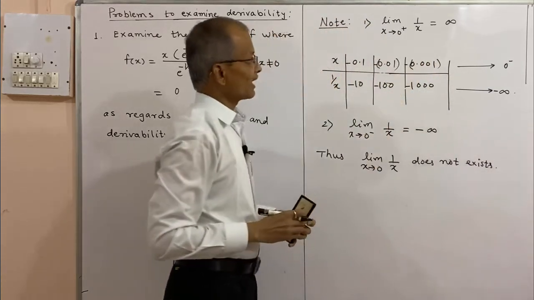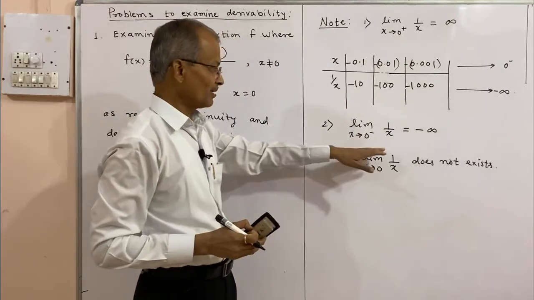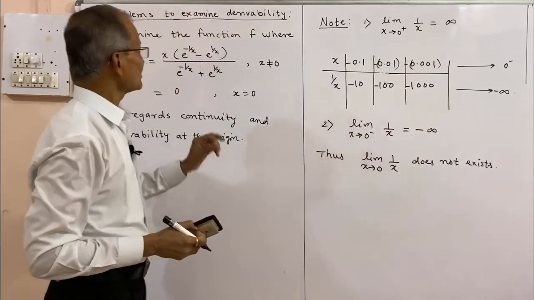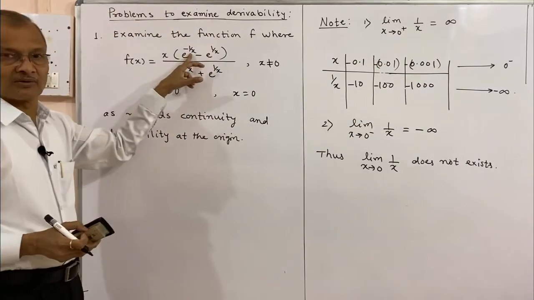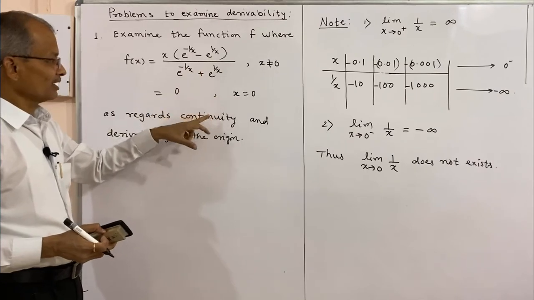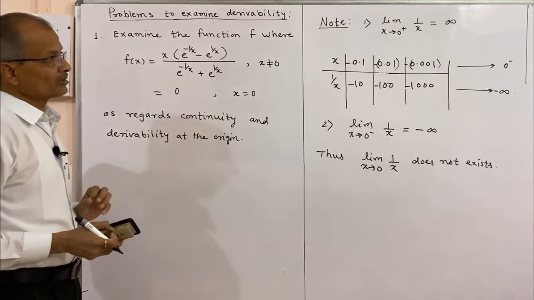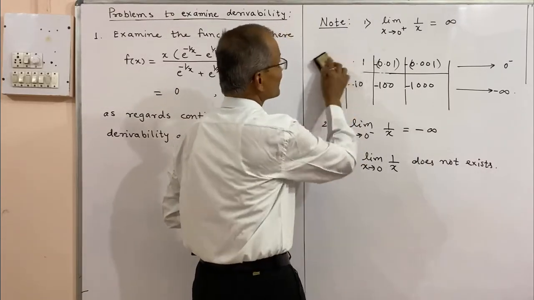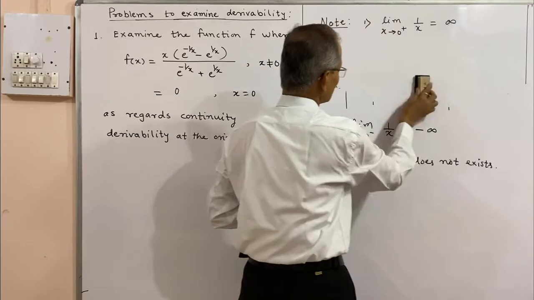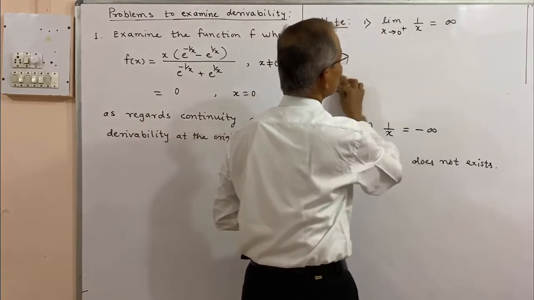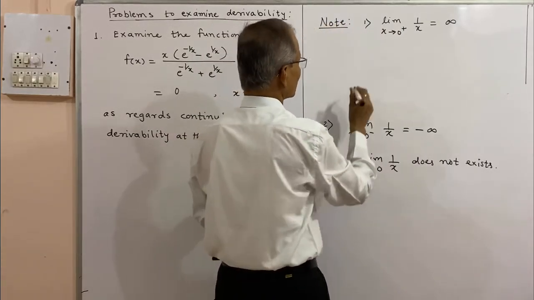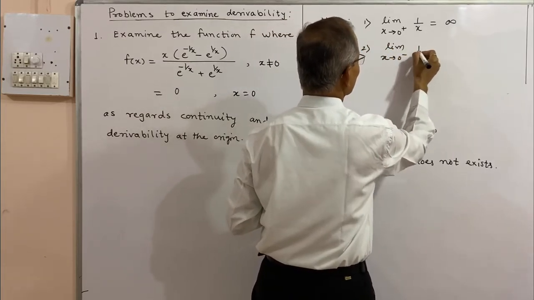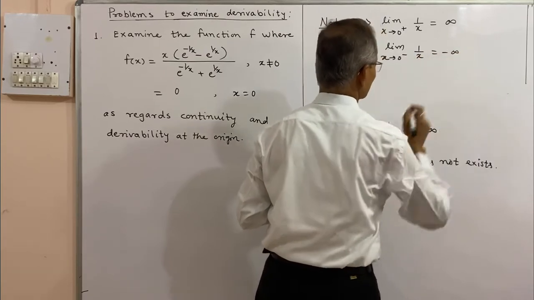The right hand limit exists, it is infinity. The left hand limit exists and it is minus infinity. Why are we writing this? Because these terms are appearing in the function 1 by x, and we want to take the limit as x tends to 0. So this is to be remembered: limit of 1 by x as x tends to 0 from right is infinity, and the second result is limit as x tends to 0 from left of 1 by x is minus infinity.